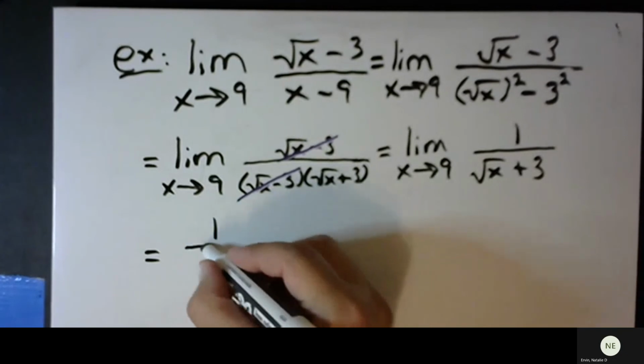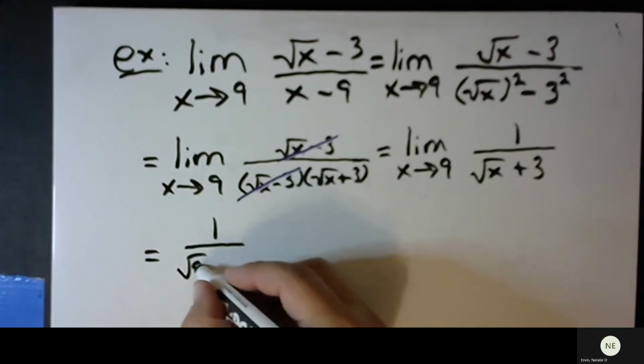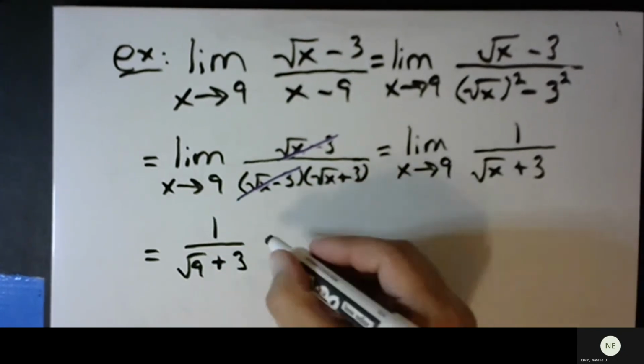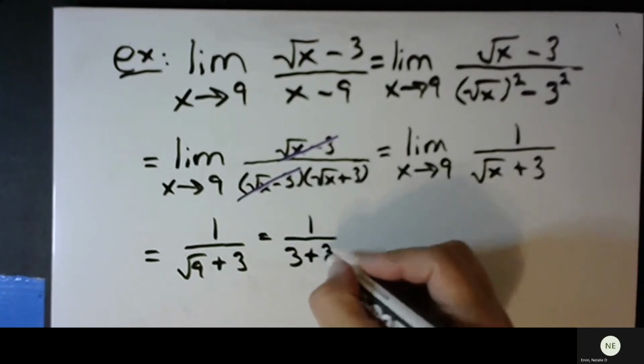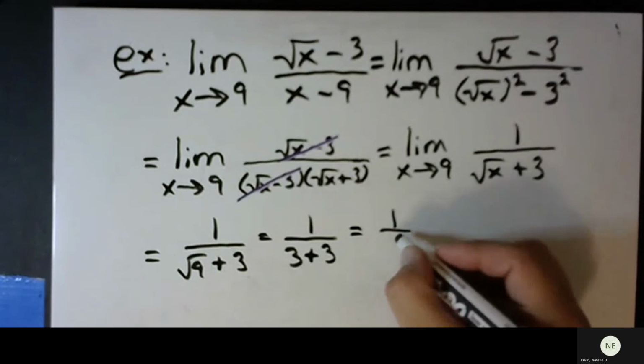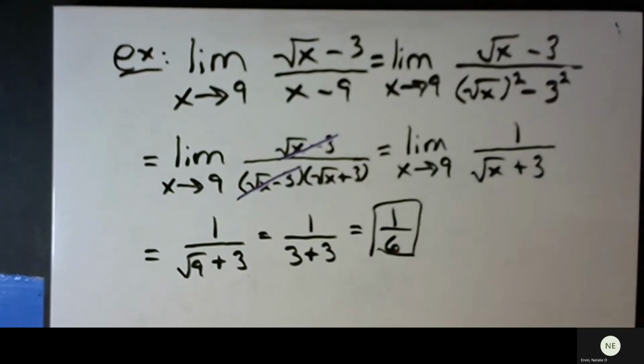So we'll do our substitution. Square root of 9 plus 3. 1 over 3 plus 3. Or 1/6. And that's going to be it. Any questions about that one? Now, there are other kinds of cancellations, not just a squared minus b squared.